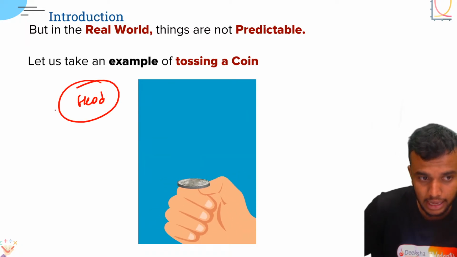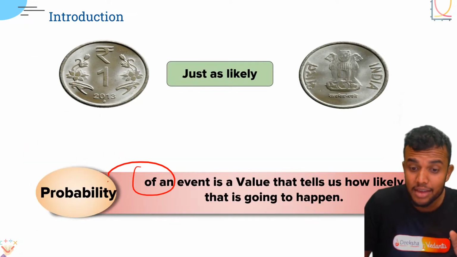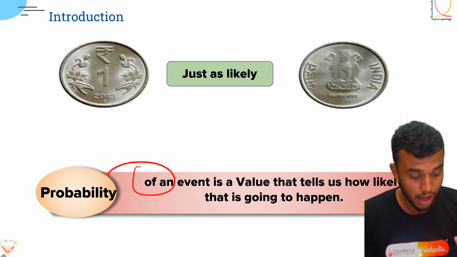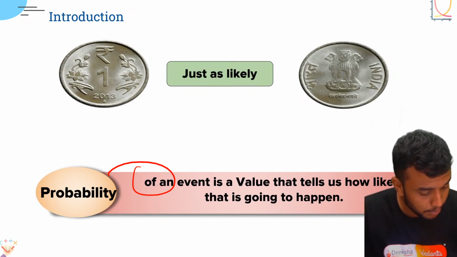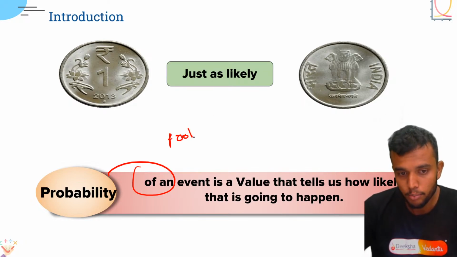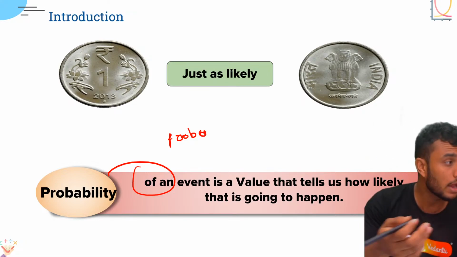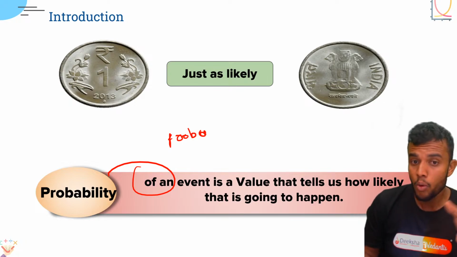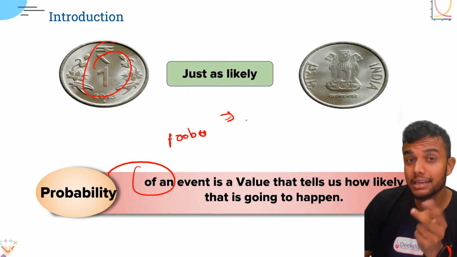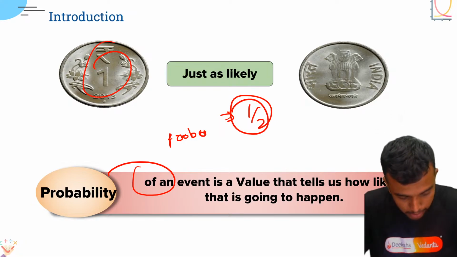This is called probability. Probability is the value of an event that tells how likely it is to happen. Very simple, students: how likely is it to happen? This is called probability. If you toss the coin, how many times can we obtain a head? Either in 2 tosses, 1 time maybe a head is obtained, or nothing. This is called the probability of an event.